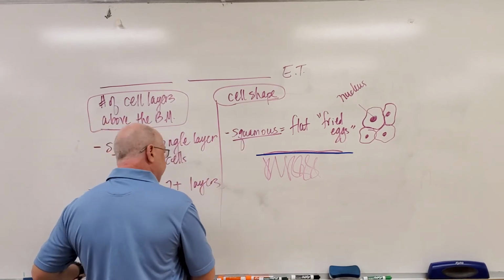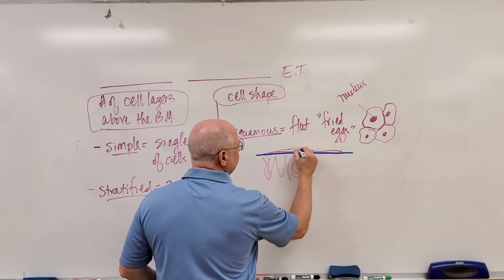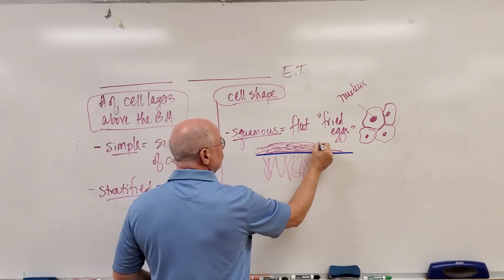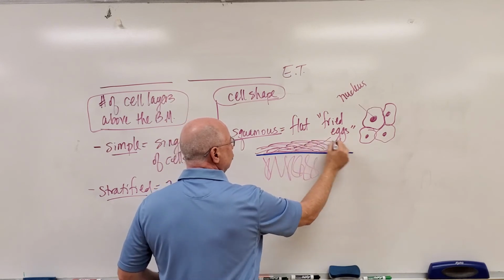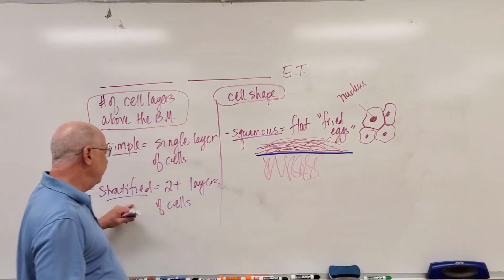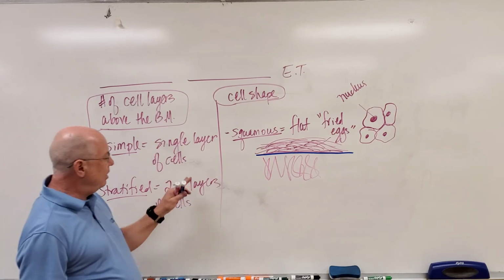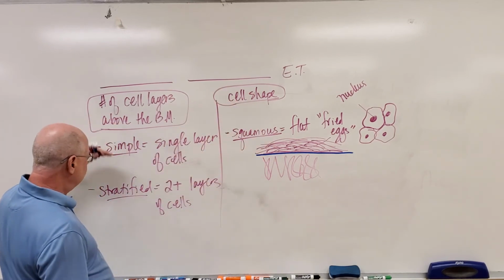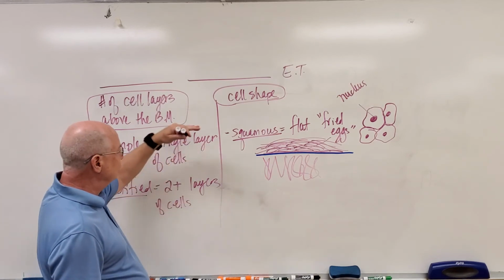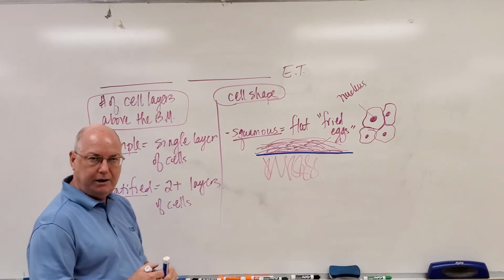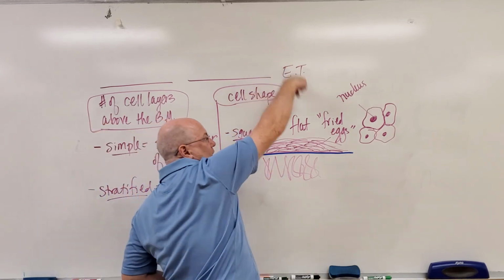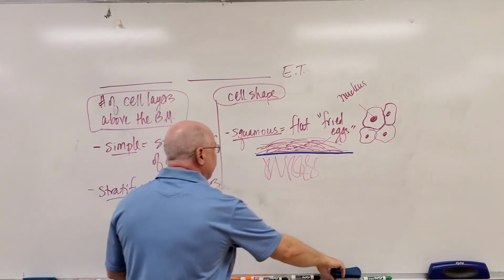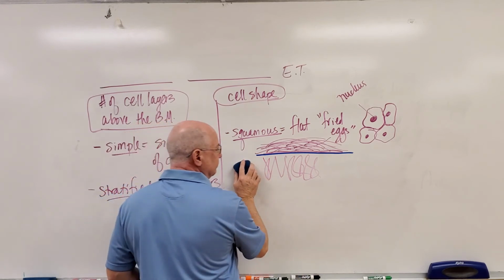If I look under a microscope and I see multiple layers of these cells piled up on top of each other, 2, 4, 40, 200, it doesn't matter. Anything greater than 1, then what I have now is called stratified squamous epithelium. So the first word tells you how many layers of cells, the second word tells you the shape, okay? And if I could look down on top of this tissue, it would look like a sea of fried eggs. So that is squamous epithelium.